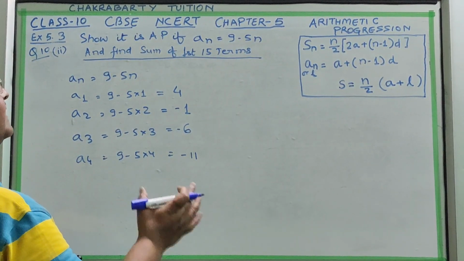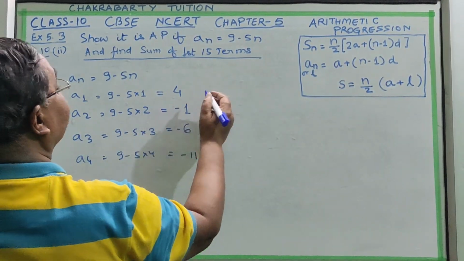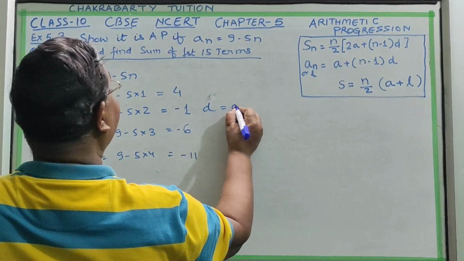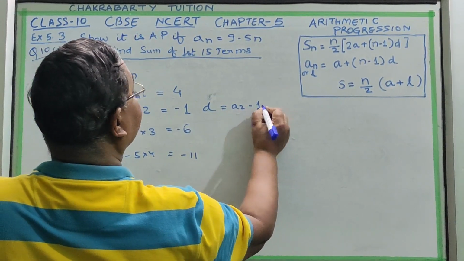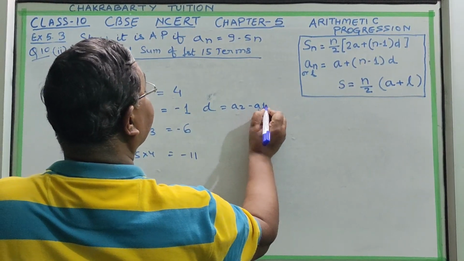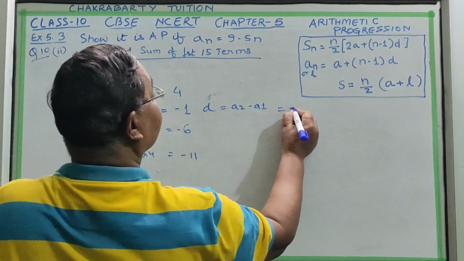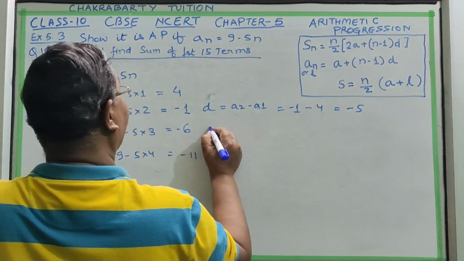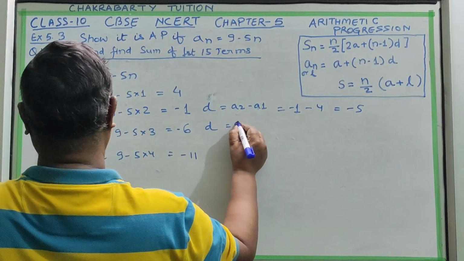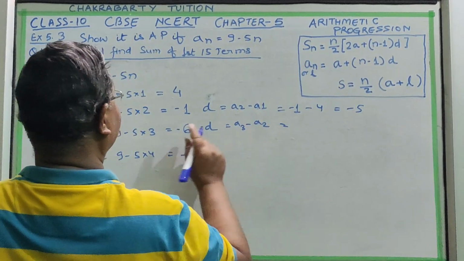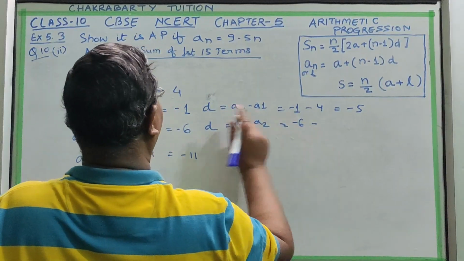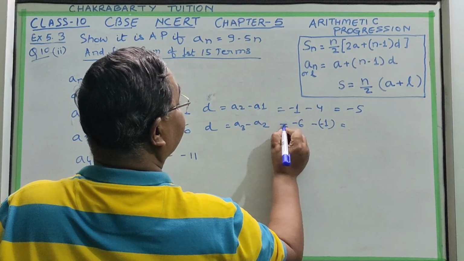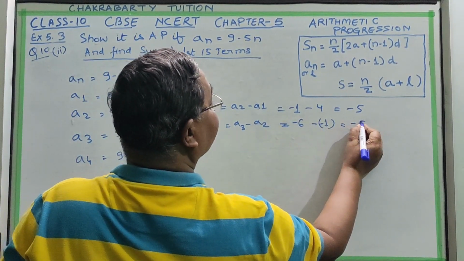Now we will see whether the common difference is common or not. If it is common, it will be an AP. So how to find the common difference? d is equal to a2 minus a1. a2 is minus 1, so minus 1 minus 4 is equal to minus 5. Now d is equal to a3 minus a2. a3 is minus 6, so minus 6 minus of minus 1, it will become plus, and when you solve it, it will become minus 5.